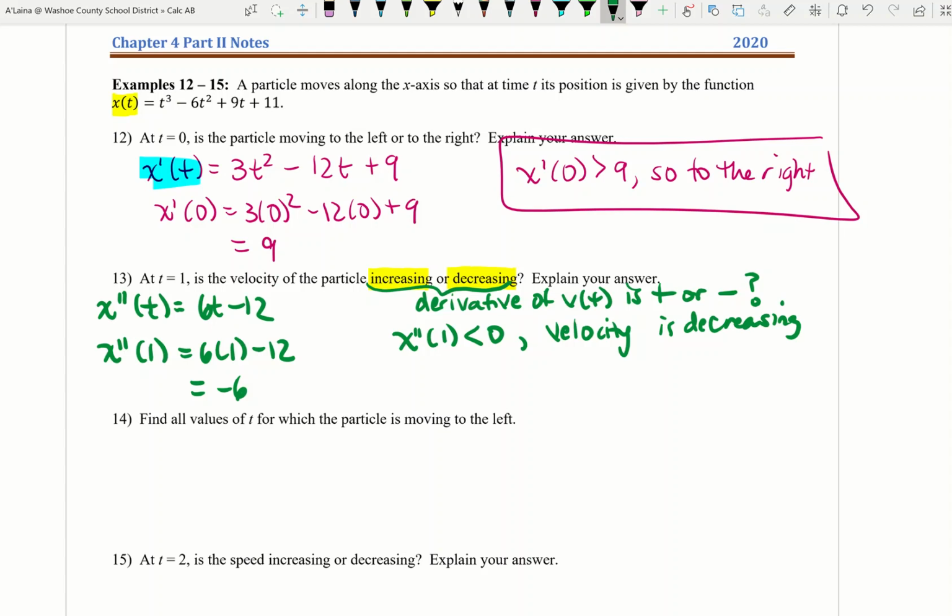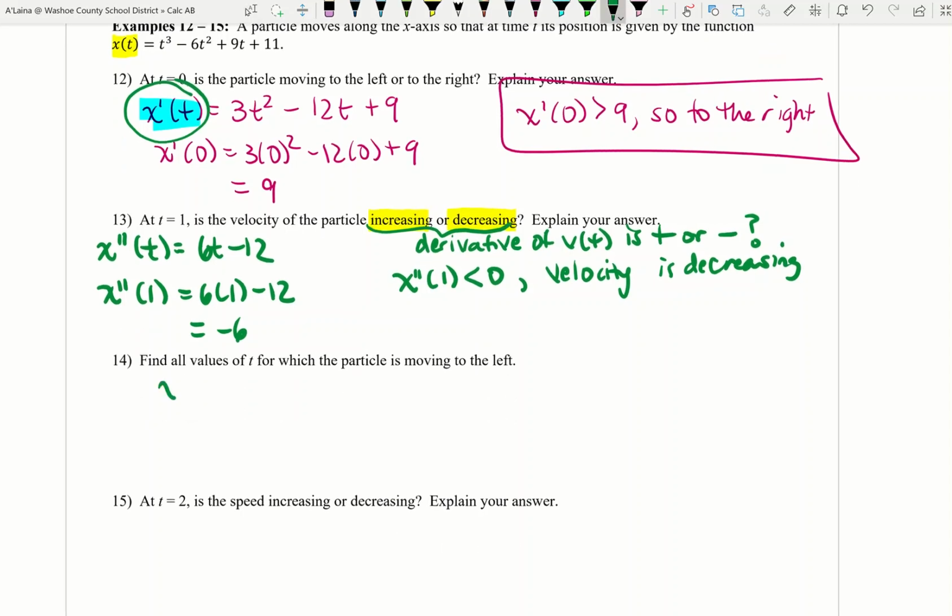We want to find all values of t for which the particle is moving to the left. Well, we know that what that looks like is that that's where the derivative is negative. That's where x prime is negative. To decide where x prime is negative, I'm actually going to take x prime and set it equal to 0. Because if I can find out where it equals 0, then I could use a sign table to determine the intervals. So this one can factor with the GCF first. And then I can factor that trinomial.